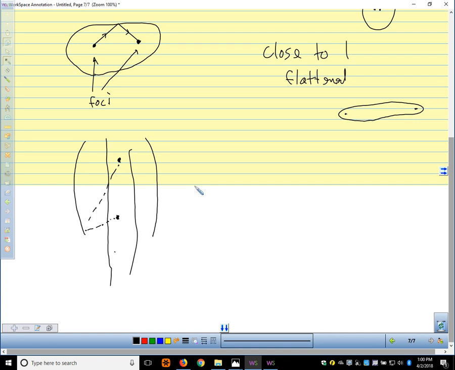They reflect from multiple points, but it always reflects back to the focus, and because the sum of those distances is always the same, it comes in as one sound, not a bunch of different sounds, because the sound's traveling the same distance, no matter what.